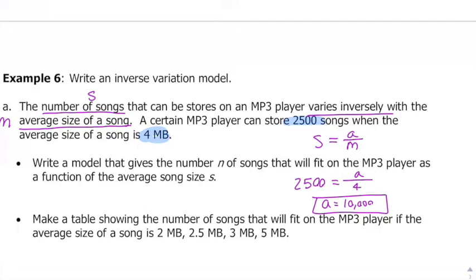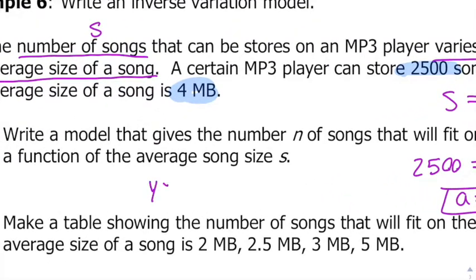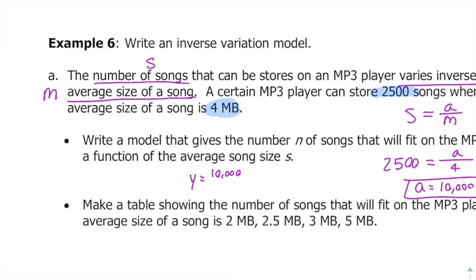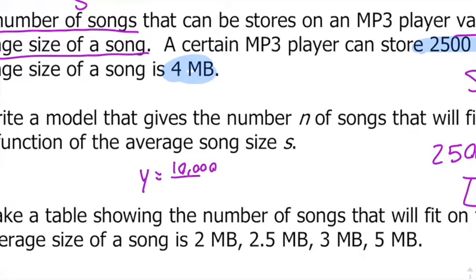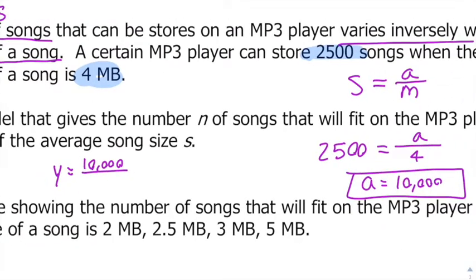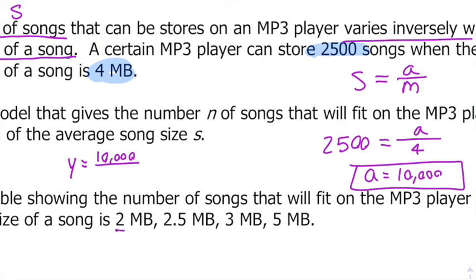Okay, so then with that, we can create a model. We're going to say Y equals, and we're going to use that 10,000 that we just got. I'm not sure exactly what that is in this situation. Maybe it's the total megabytes, actually, in this case. All right, and then we're going to take different song sizes here. You got 2 megabytes, 2.5, 3, and then 5. And then we're going to make a table for this situation using all of that.